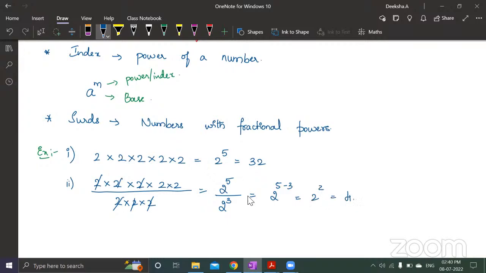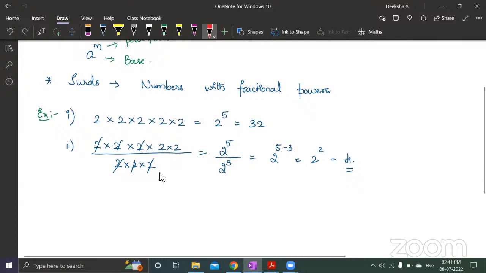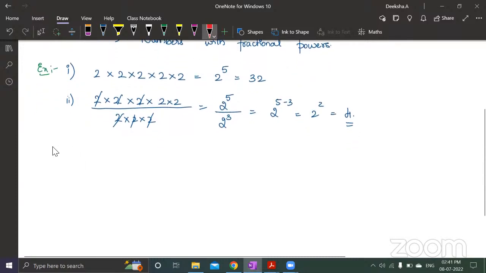So basically, if I have a number like this, instead of expanding and then cancelling, we are going to use laws of indices and you will get the answer. So we will learn this type of indices here. So first, write down the rules, the laws of indices.